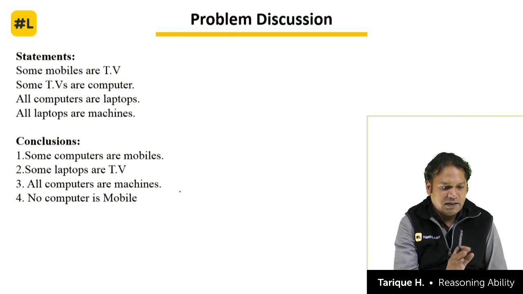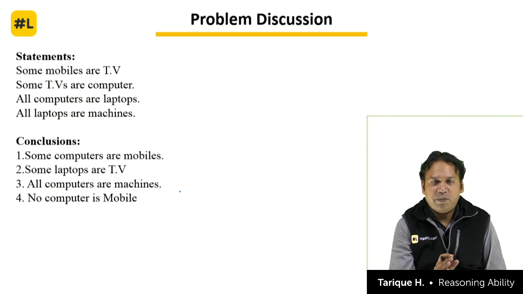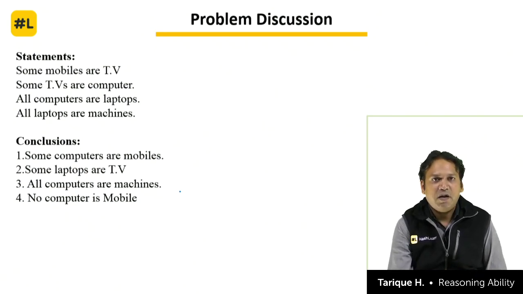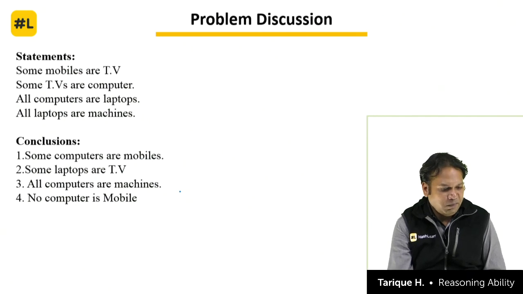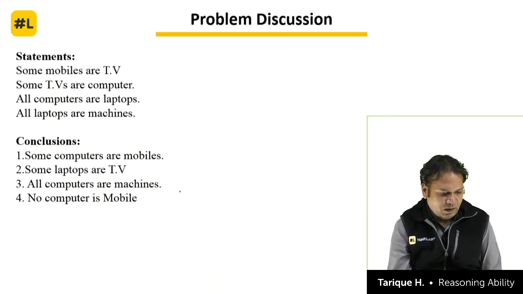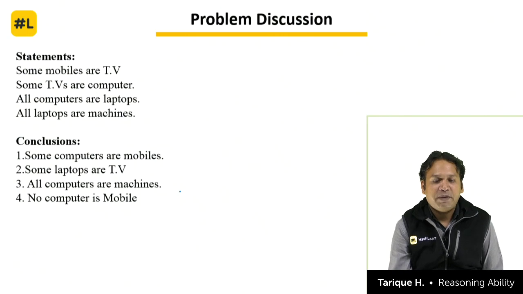Some mobiles are TV, some TVs are computers, all computers are laptops, all laptops are machines. Four statements are given, followed by four conclusions. Some computers are mobiles, some laptops are TV, all computers are machines, no computer is mobile. So you have four statements and four conclusions.